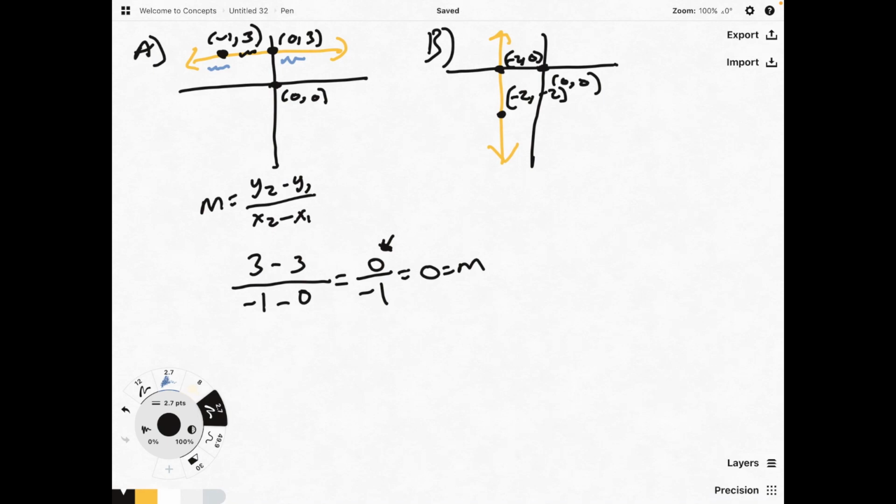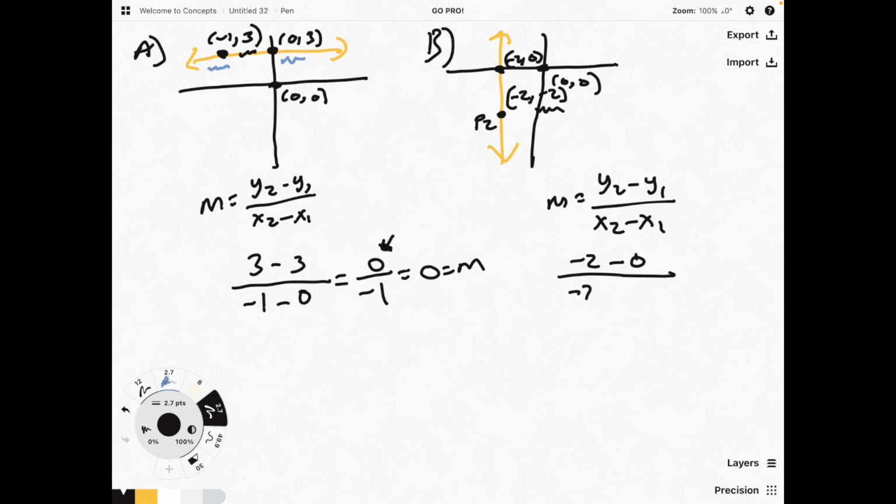Now, if we try to find slope, so m equals y2 minus y1, and we divide it by x2 minus x1. In this case, let's choose this as P2, so we're going to use this y value as the y2. So we take -2 and we minus 0 from it, and then we divide it by, we take -2 for x, and we minus plus 2. So we minus a -2, which is plus 2. This simplifies to -2 over 0.